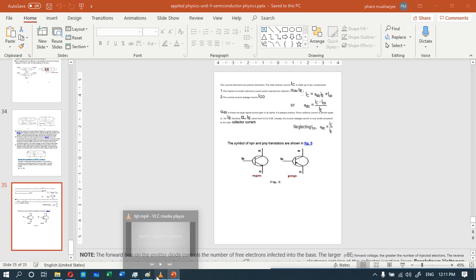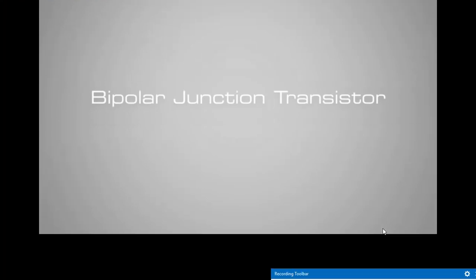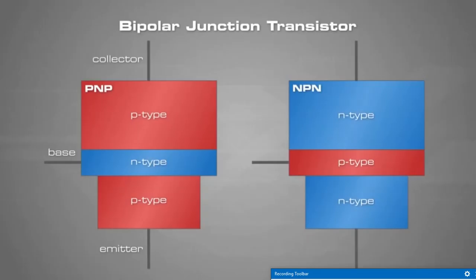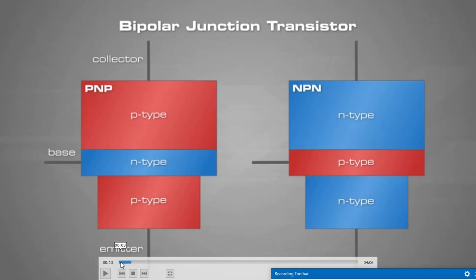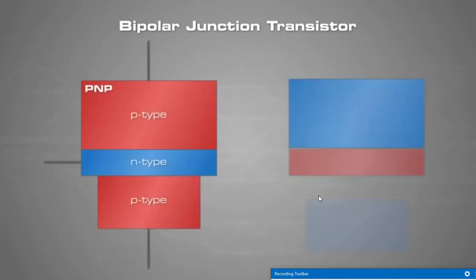So now let us see some video representations of these collector, base and emitter properties. So let us take this now. Bipolar junction transistor. In a bipolar junction transistor, what do we have? This is what a bipolar junction transistor is.